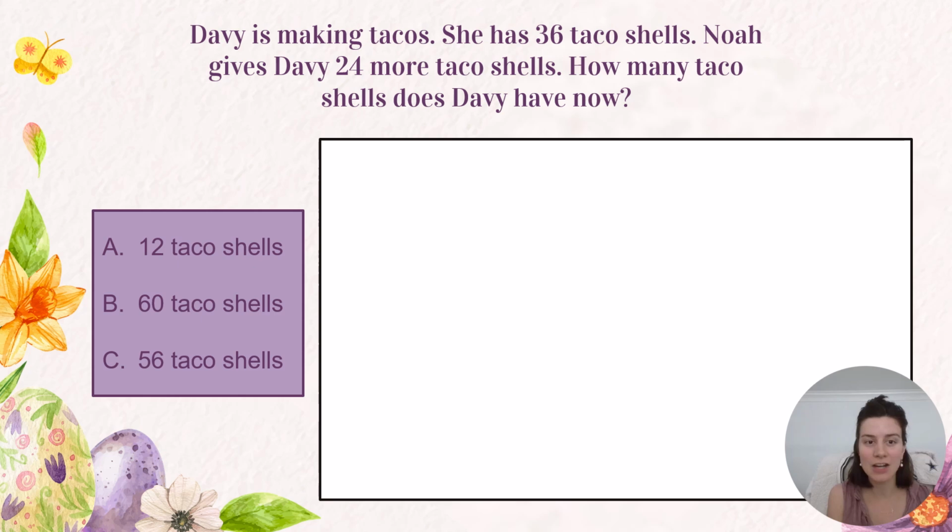Let's underline what is key to know, what they've given us. So we know that Davy has 36 taco shells. I'm going to circle the number 36 because that is important. We know that Noah gives Davy 24 more taco shells, and more is a key word, so I'm also circling that word, and I'll go back to that later.